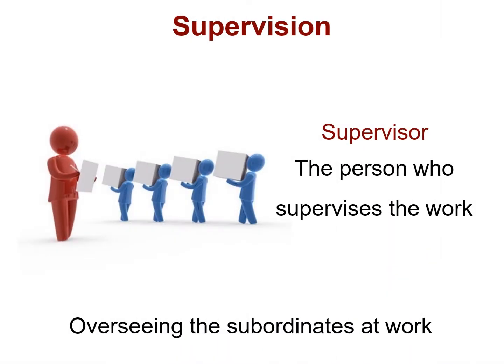First one is supervision. There are two words in supervision. Super means over, vision means see. So to oversee the work of a person in an organization means supervision. And a supervisor is one person who supervises the work of certain people in an organization.